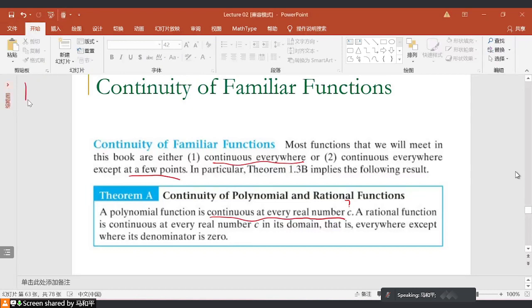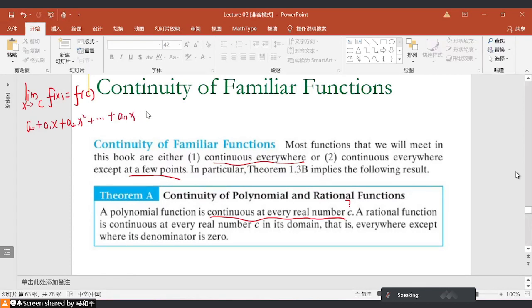Continuous means at every point C, the limit of f(x) is f(C), right? A polynomial function, we will write it like this: a polynomial of degree n. And we learned that the limit as x approaches C of P(x) is P(C) by substitution. I hope you remember this. By substitution, the limit is P(C). So, of course, it is continuous, right?